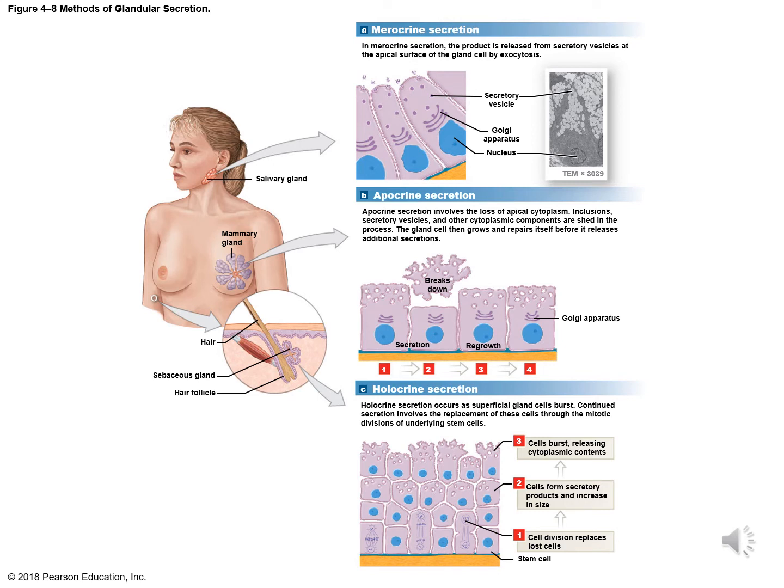Apocrine is where, with that secretion, you're going to lose a little bit of the cytoplasm as well as the secretory product.